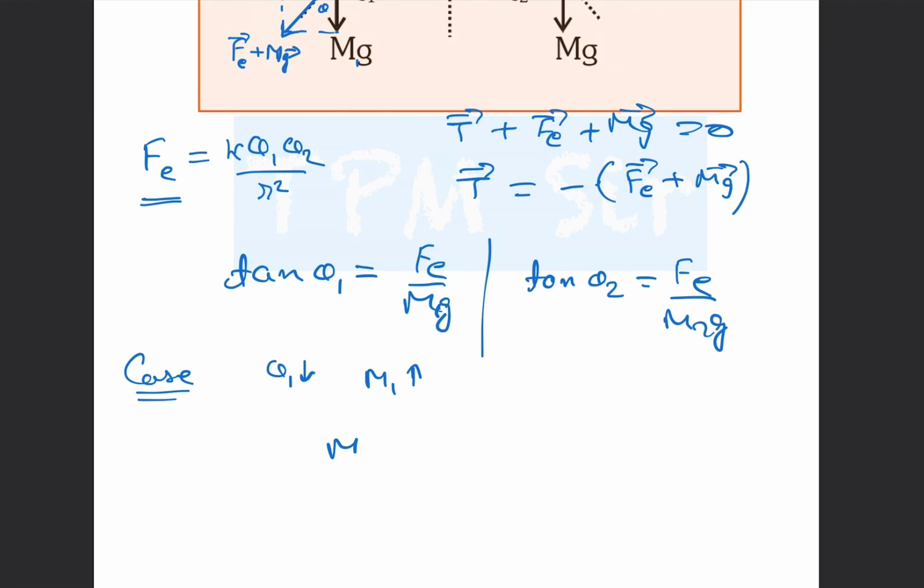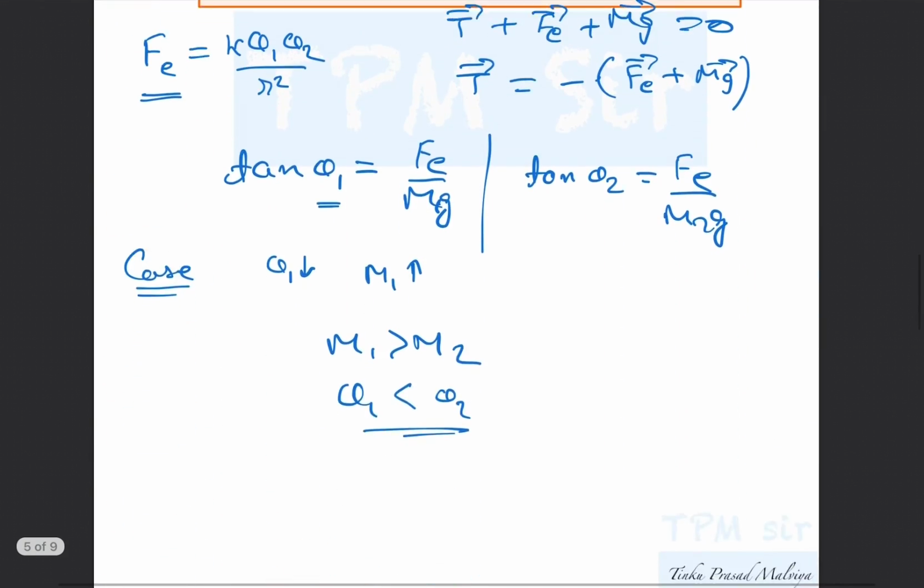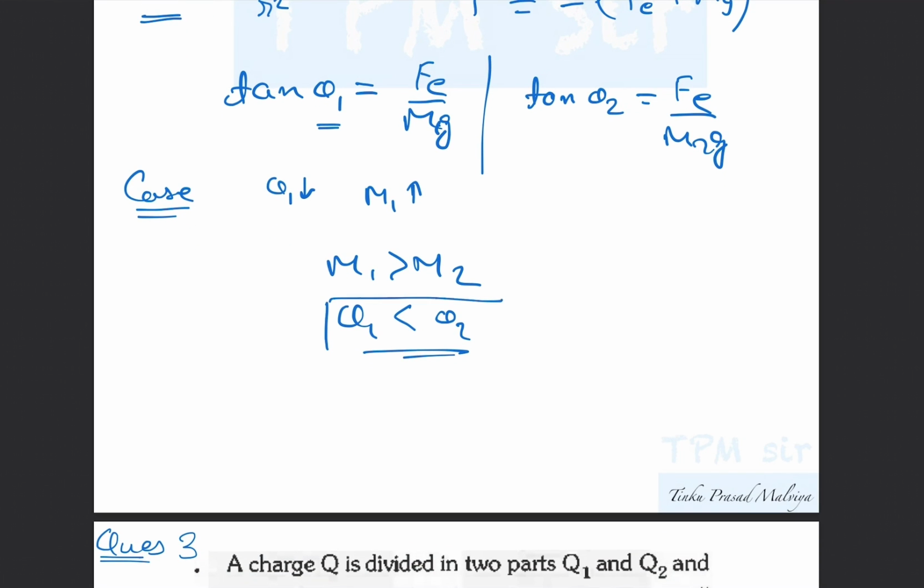Now as m1 is greater than m2, then obviously this theta 1 will be lesser. So I will write theta 1 is less than theta 2. And in the last case, it doesn't matter if q1 is greater than q2 or if it is less than q2. If m1 is greater than m2, then obviously the result will remain same, that is theta 1 is less than theta 2.